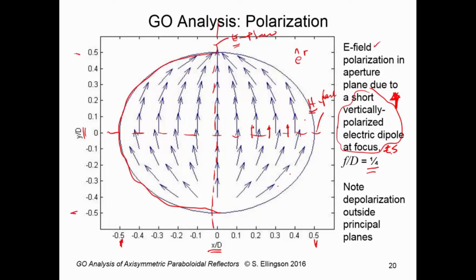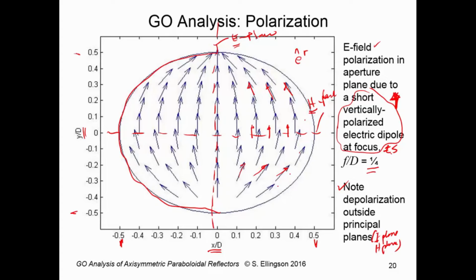However, for any other plane that is not either the E plane or the H plane, we see that the polarization of the reflected field is not simple. And in fact, we see all kinds of different directions are possible here. So we note that there is depolarization outside the principal planes. Here, principal planes meaning the E plane and the H plane.